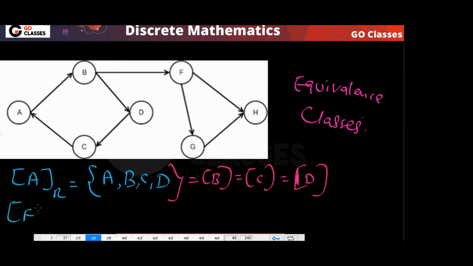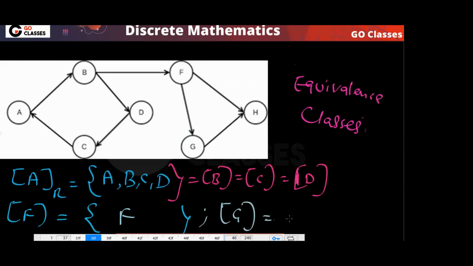Now let's find out the equivalence class of F. What will that be? The equivalence class of F will be only F, because remember, you can notice F comma H are not strongly connected. There is a path from F to H, but there is no path from H to F. There is a path from F to G, but there is no path from G to F. So this is the equivalence class of F.